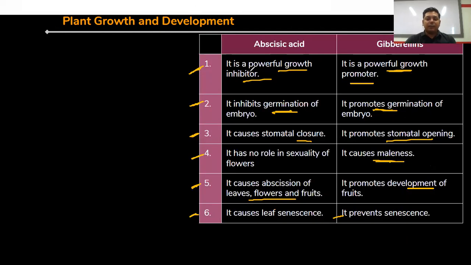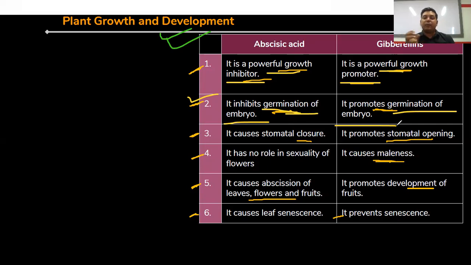Now there are some differences between abscisic acid and gibberellic acid. This is important for your exam. Abscisic acid, they are powerful growth inhibitors. Gibberellins, they are powerful growth promoters. In case of abscisic acid, they are inhibiting the germination of the embryo. In case of gibberellin, they are promoting the germination of the embryo, because obviously within the seed the embryo is present. So in case of gibberellin, the embryo is getting germinated, the seed is getting germinated. In case of abscisic acid, the seed is maintaining the dormancy and not germinated.